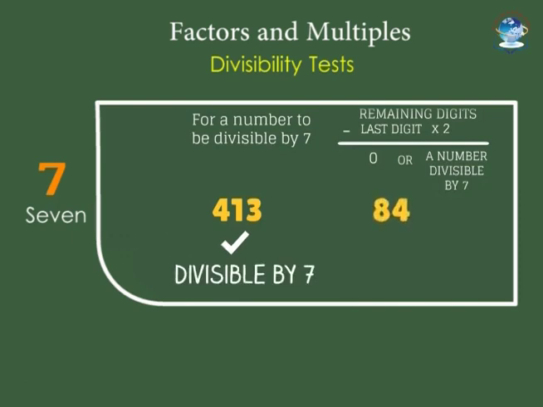Take 84. Doubling the last digit gives us 8. Subtracting it from the remaining digit gives us 0. And so 84 is divisible by 7.